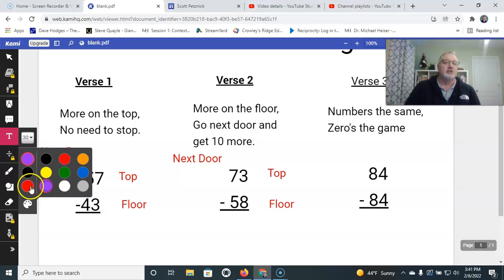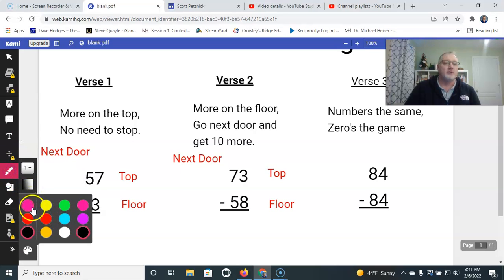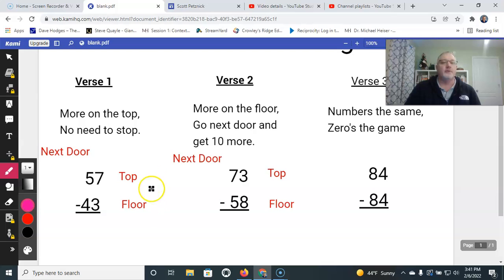So I'm going to go ahead and use this purple. I'm going to come down here and use the pen purple. There we go. And 7 minus 3. Well, 7's larger than 3. So I don't need to stop. I can go ahead and subtract. Okay? And again, I usually teach my kids to count up.